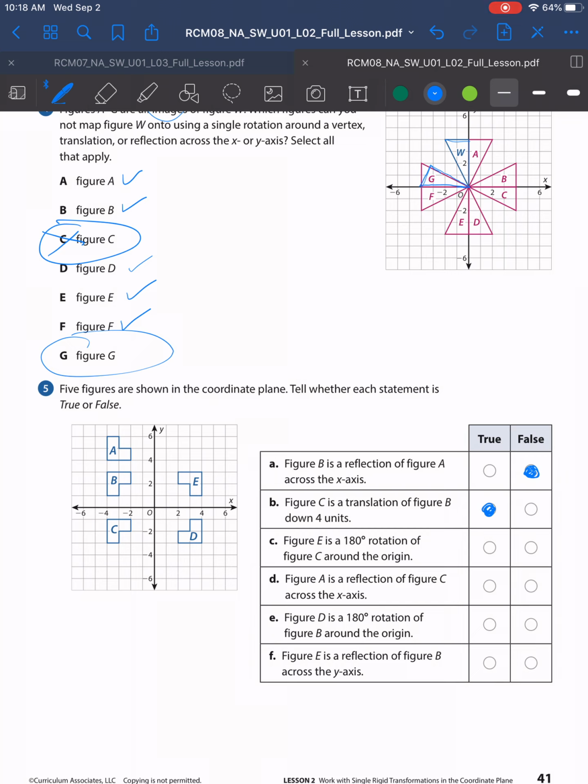Okay, how about figure E? Is figure E a 180-degree rotation of figure C? E and C. So it is 180 degrees. That's good, because I can tell it's directly across from it. And if I were to keep rotating, unfortunately, I think the shape would be more like this. Even though it lands nicely, where it should land, I don't think it would be oriented right. So that's false.